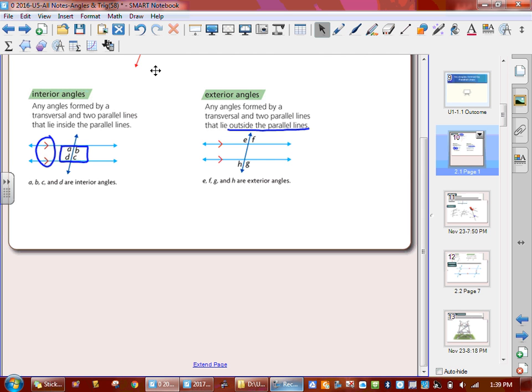So what do you know about A and B here? They form a straight line. So what do I know about A plus B then if they form a straight line? They equal 180 degrees. So A plus B has to equal 180 degrees. And then what does that mean about C and D? The exact same thing, because they also form a straight line. So that means D plus C also has to equal 180 degrees, because they form those red lines I drew.